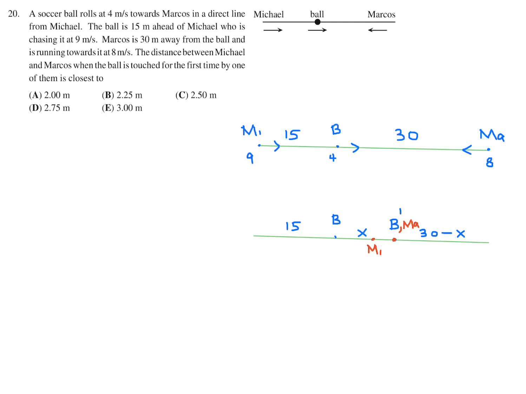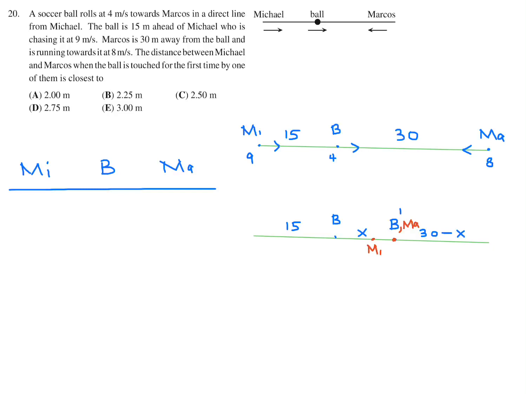Now, what do they want in the question? They want you to figure out this distance right here: the distance between Michael and Marcos when one of them reaches the ball first, and I've set Marcos to reach the ball first. All right, so now let's proceed with the question now that we have the diagram. I've got Michael, I've got the ball, and I've got Marcos.